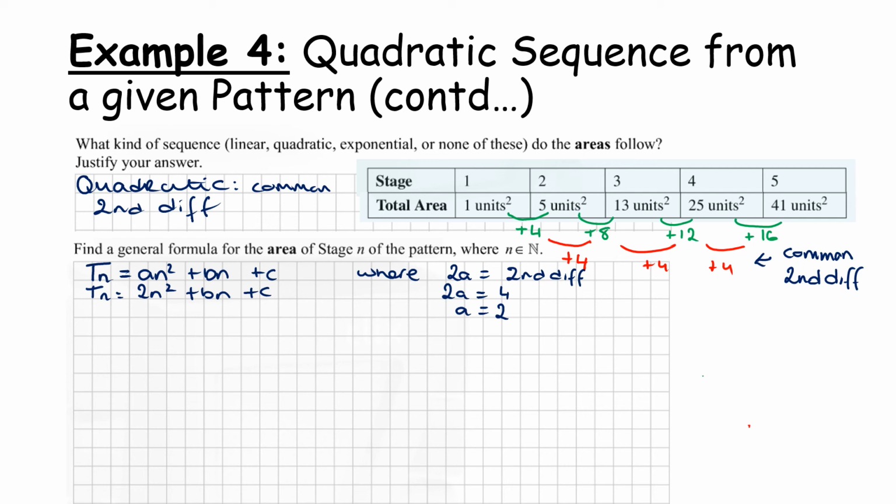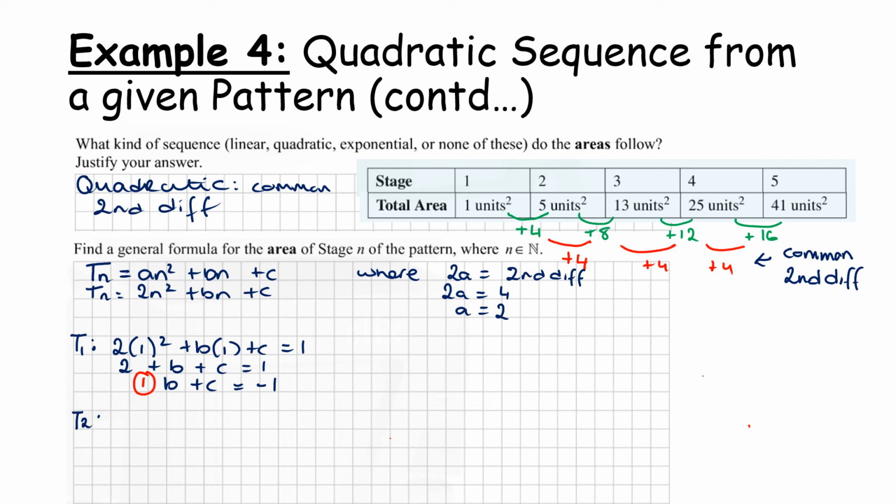We then take two terms. I'm going to take T1 and T2 just because they're always the easiest to work with. If I sub in 1 instead of n, b times 1 plus c, I should get 1. So I get 2 plus b plus c equals 1. Take away a 2 from both sides, and I get b plus c equals minus 1. And that's my first equation.